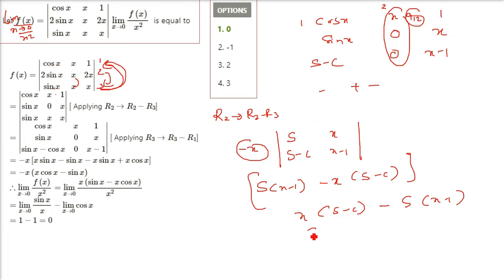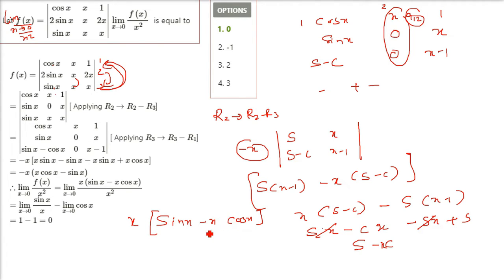Now open it. x sin x minus x cos x minus sin x times x plus sin x. So x sin x will get cancelled. You get sin x minus x cos x. Let us write it properly now: sin x minus x cos x. But please remember, the negative x we have already used the negative, and x is already there. So now multiply this x inside, and then we'll take the limit x tends to 0 after dividing by x squared.